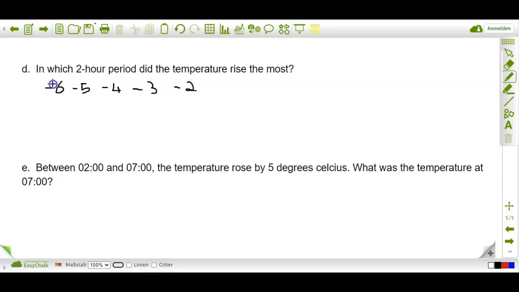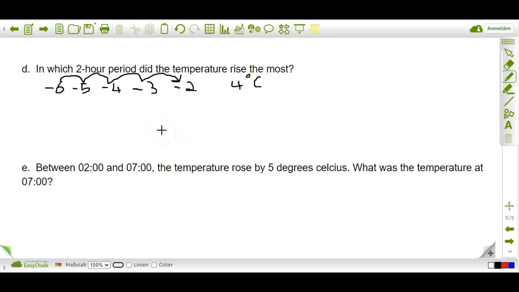So these are the numbers between -6 and -2. If we are to move, we would move 1, 2, 3, 4 places to the right. Remember I stated when you are moving to the right, that would be a rise in temperature. So since you move 4 places to the right, the rise in temperature was 4 degrees Celsius.